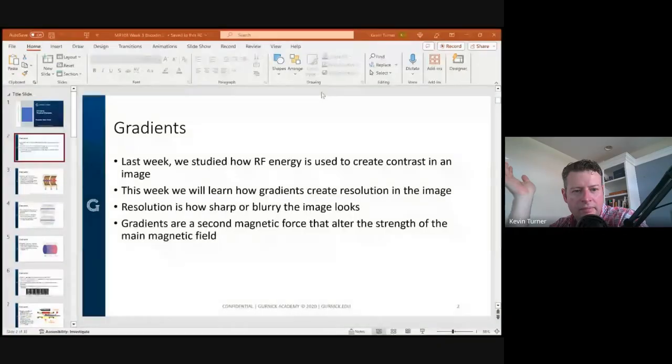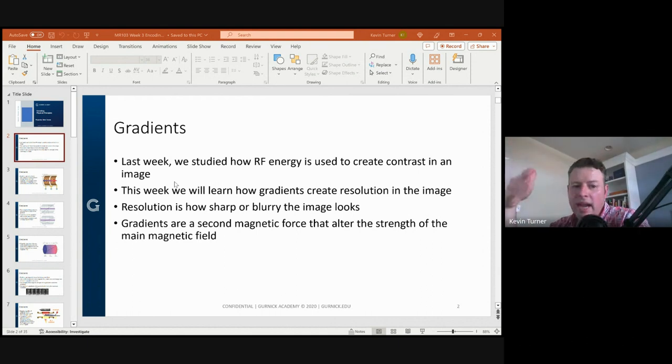Okay, gradients are what control resolution. RF energy controls contrast. Resolution is controlled by gradients. And gradients are magnetic forces that we turn on and turn off. The main magnetic field is always on. Gradients turn on and turn off. And you've seen this if you've gone into clinicals, there's a sign somewhere where it says the magnet is always on. Well, that's referring to the main magnetic field, the really, really strong magnetic field of the MRI machine. The gradients are much, much weaker magnetic forces that turn on and off.